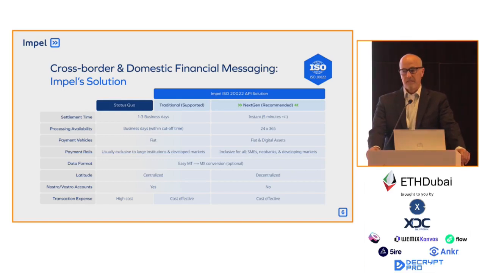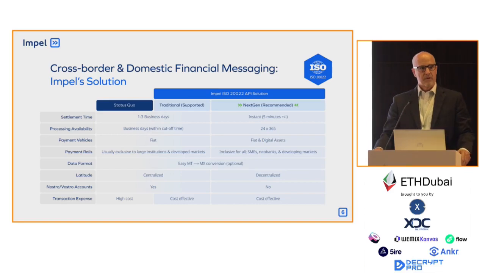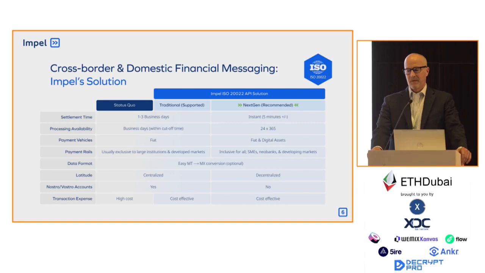For cross-border and domestic financial messaging, Impel's solution moves from the status quo, which is a 1 to 3 day settlement time, only business days. You're talking about fiat only, and it's usually exclusive to large corporates. They also have to convert from MT to MX message types. It's a centralized model. They still have to use Nostro Vostro accounts. It's high cost and inefficient.